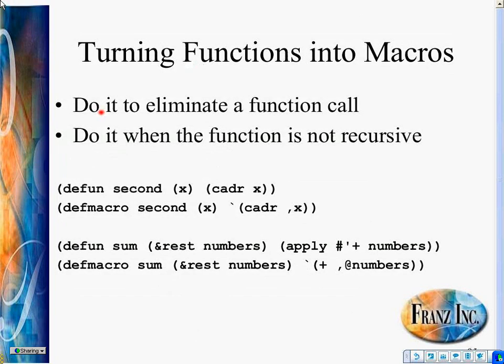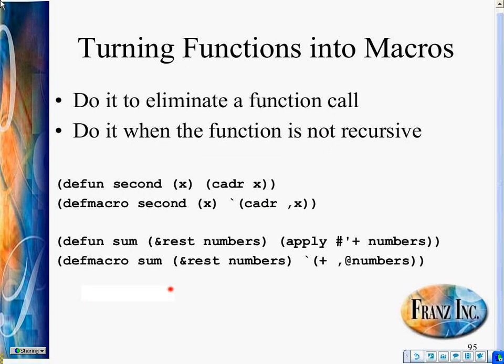You can often take a function and turn it into a macro. The advantage is when you have code that calls it, and you compile that code, the macro is simply transformed into the expansion code, and you have saved yourself a function call. However, you cannot do this with recursive functions. The macro expansion of a recursive function will often, the process will often go into an infinite loop.